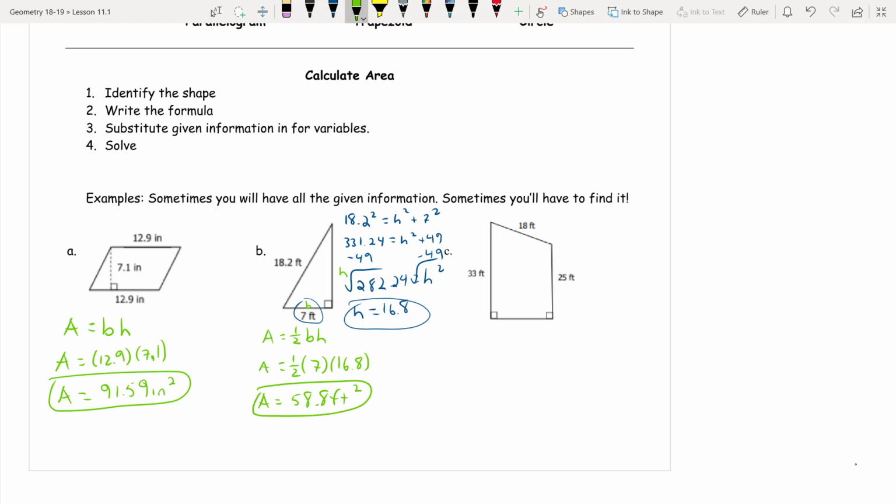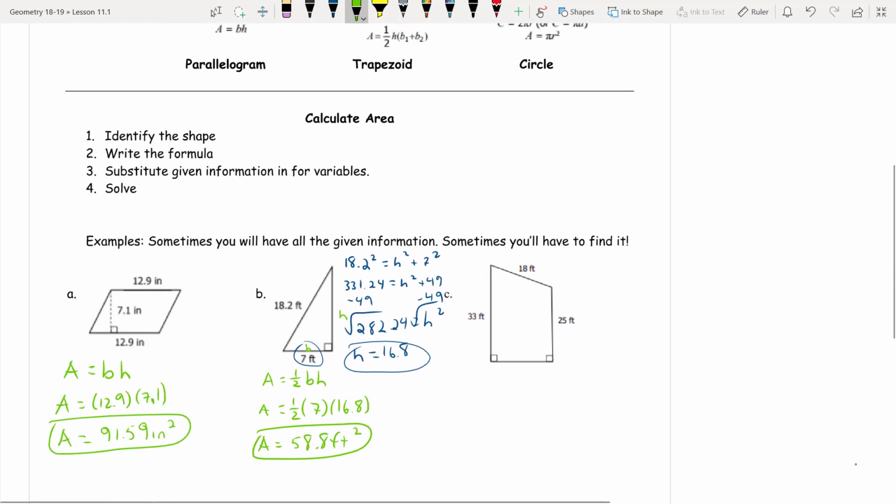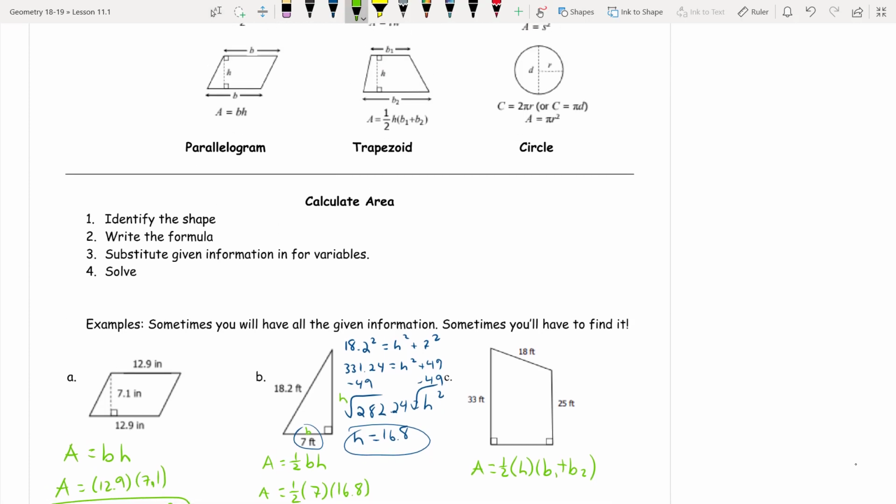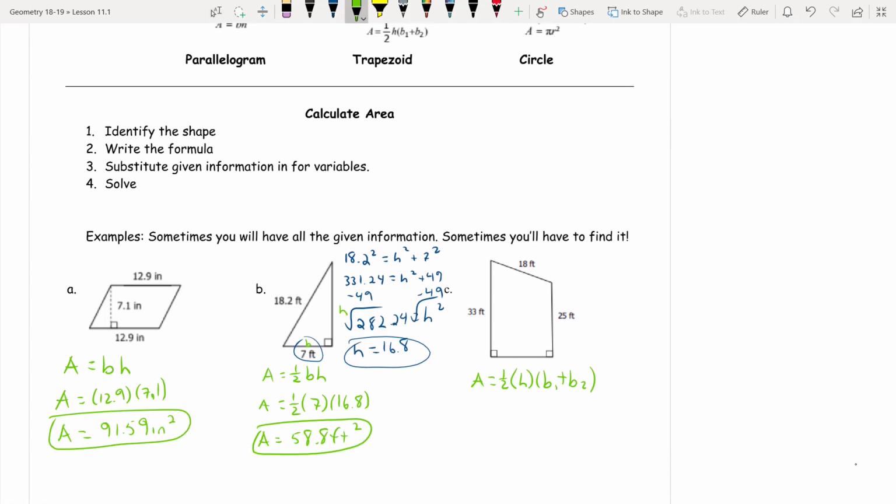In my final example here, we're going to also have to use Pythagorean theorem. If you look closely, they've given us a trapezoid here. So my formula is 1/2 the height times base 1 plus base 2. Be careful here. In order to have height, it has to be perpendicular to the base. So this 18 is not the height. We have to find the height. The height would be something like this.